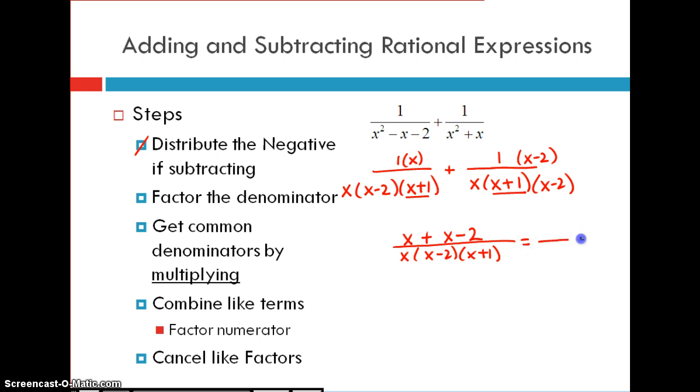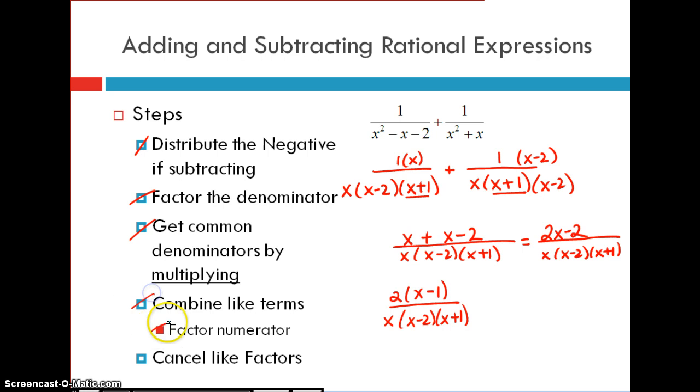So I factored, I got a common denominator, now I'm combining like terms, and I have 2x minus 2 over x minus 2, x plus 1. It says part of combining factors is now to factor the numerator, and I can do that. I can actually take out another GCF. So I have that over x minus 2, x plus 1.